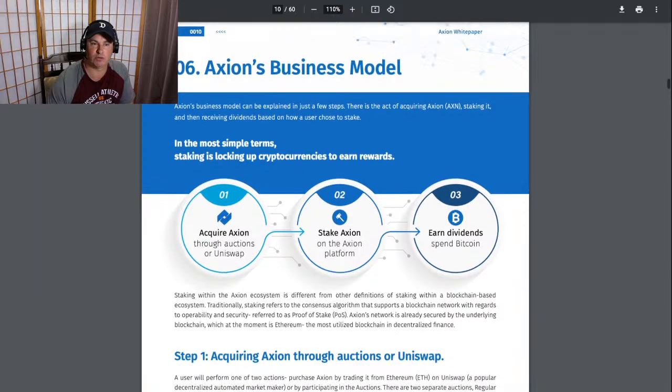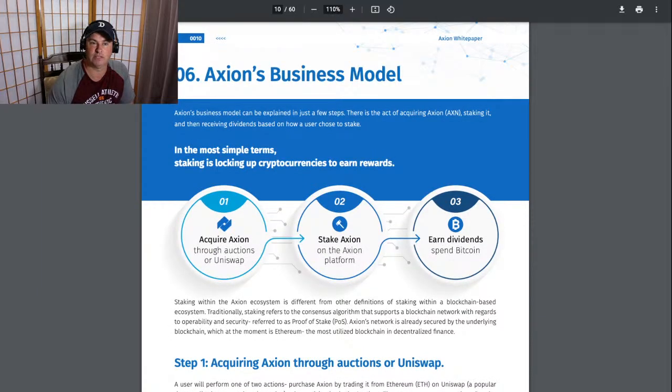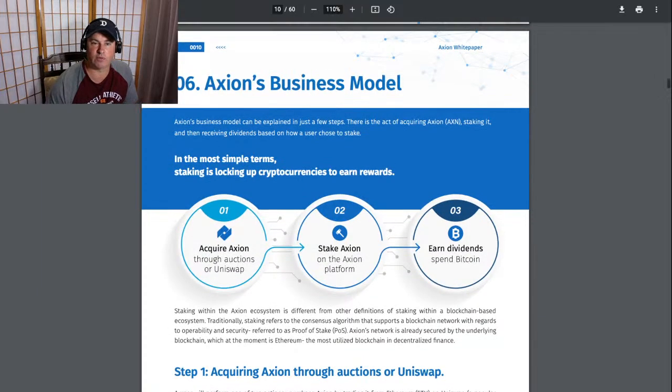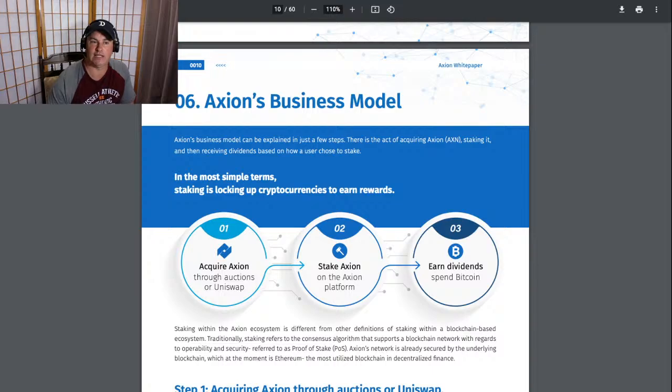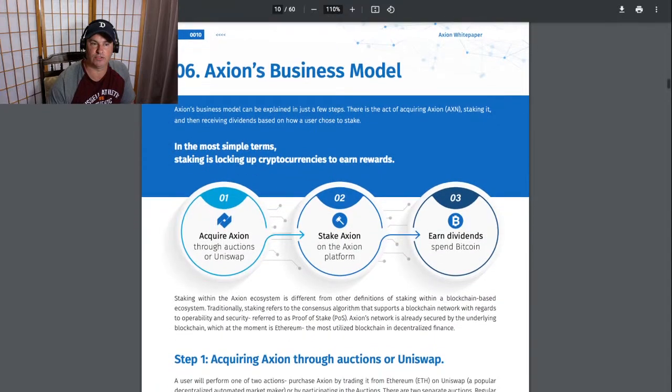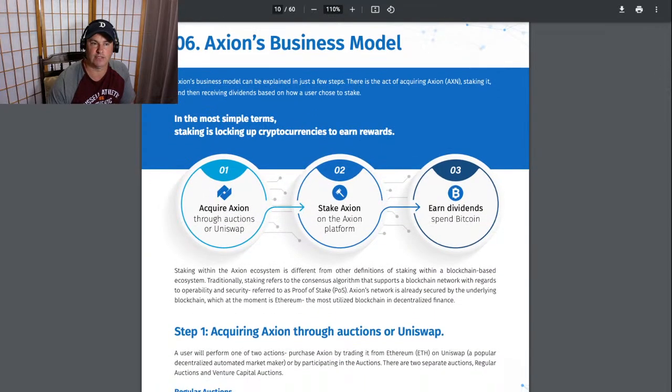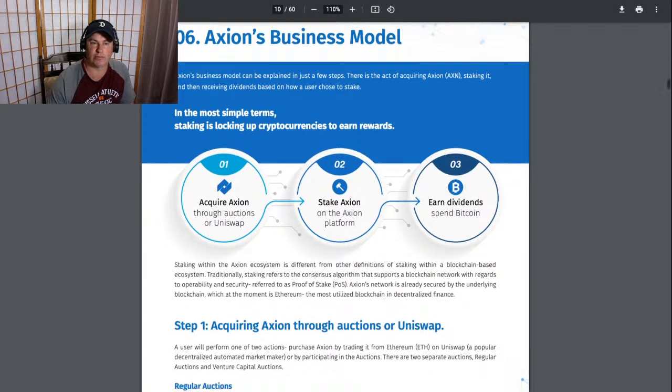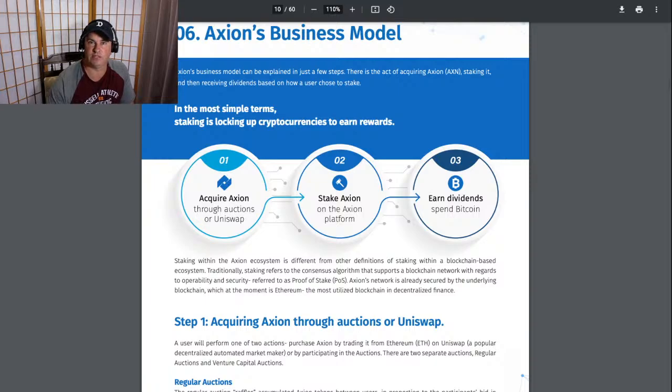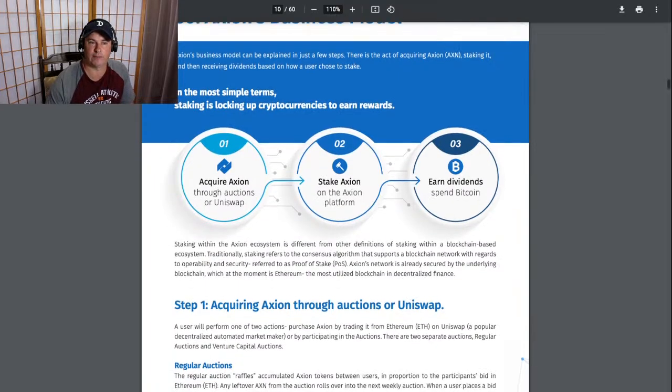So Axion's business model can be explained in just a few steps. There is the acts of acquiring Axion, staking it, and then receiving dividends based on how a user chooses to stake. So that's how simple the process is, really. You've got to do those things to get involved in Axion. In the simplest terms, staking is locking up cryptocurrencies to earn rewards. And that's really, if you take any takeaway from this, the main one that you should take away.